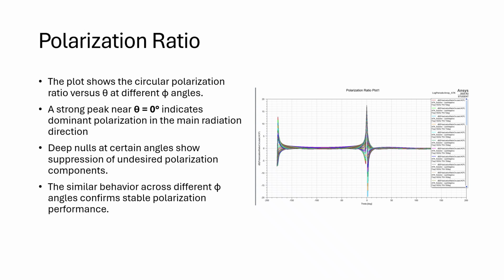Polarization refers to the orientation of the electric field of the radiated electromagnetic wave. From the polarization ratio plot, we observe stable polarization characteristics across different angles. A strong peak near the main radiation direction indicates the dominant polarization in the forward direction. Deep nulls at other angles show the suppression of unwanted polarization components. Overall, the LPDA maintains constant and stable polarization performance across the operating frequency range.